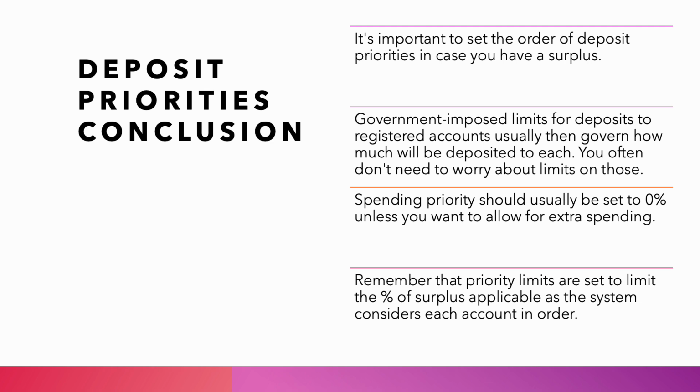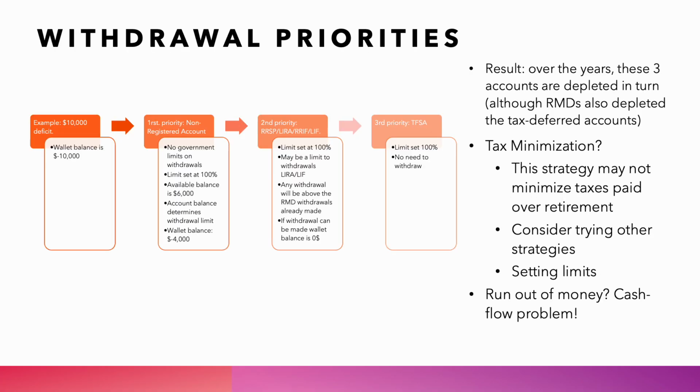Usually people want to save as much as possible, so the spending priority is set to 0% by default. If you do set your own limits below 100% on your accounts, remember that percentage is applicable only to the surplus remaining when you reach that account. The withdrawal priorities and limits work the same way.